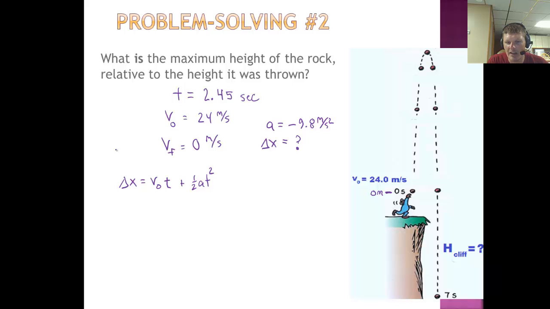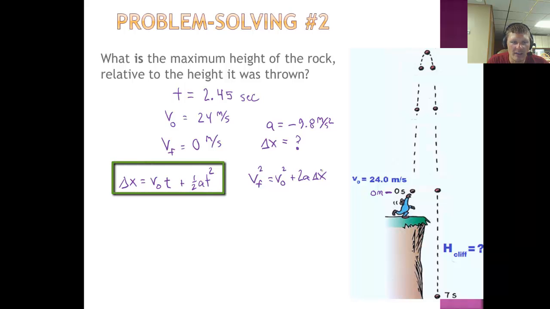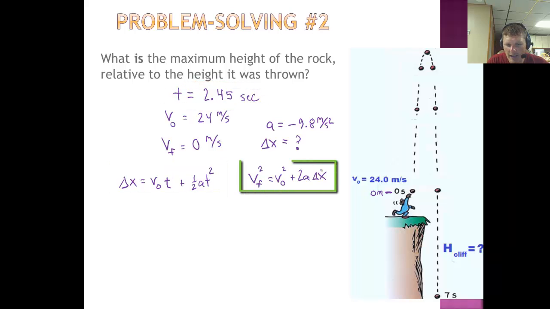But some of you may have realized that there's another equation that we could possibly use to solve for the maximum height in this situation. In fact, either one of these equations will get you the right answer for delta x. The left-hand equation has a time variable in it, meaning that you'd have to use your answer from question 1 in that equation. But the right-hand equation, the square of the final velocity equals the square of the initial velocity plus 2a delta x, has no time variable in it, meaning that you could have solved this problem without having to worry about the time it took for the rock to get to its maximum height.